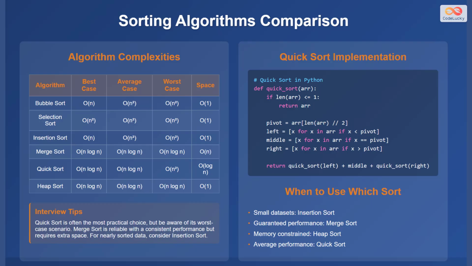For small datasets, insertion sort is generally preferred due to its simplicity and efficiency. Merge sort is used when guaranteed performance is required, as it has a consistent big O of n log n time complexity. Heap sort is used when memory is constrained as it has a big O of 1 space complexity. Quicksort is often the preferred choice for average performance due to its efficiency in practice.